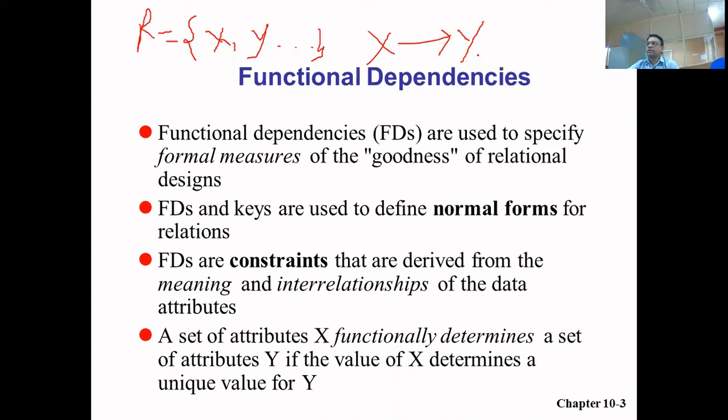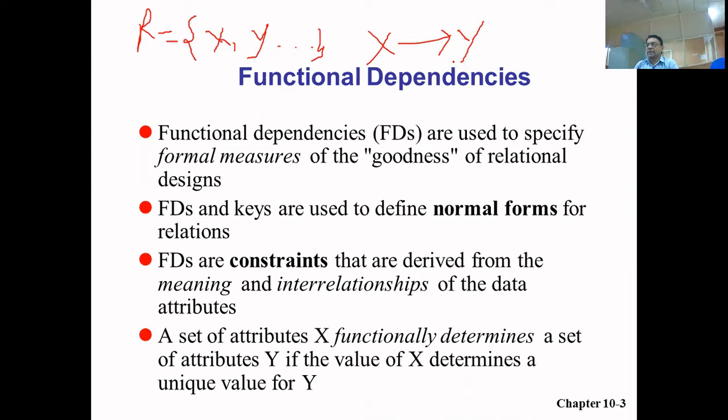These functional dependencies are constraints, and they are derived from the meaning of the relation and the interrelationship of the data attributes. So we require the functional dependency concept and key concepts to define the normalization process. And these functional dependencies are used to measure the goodness of relational designs.